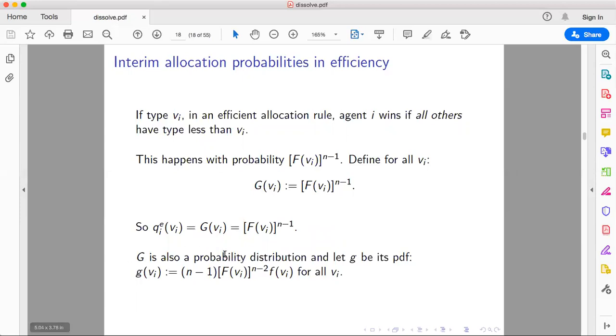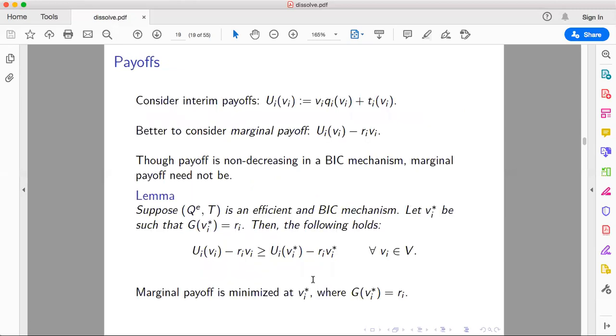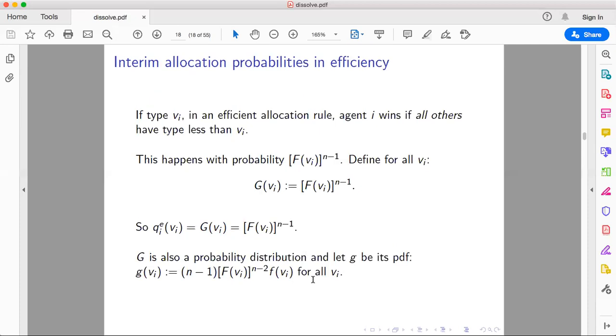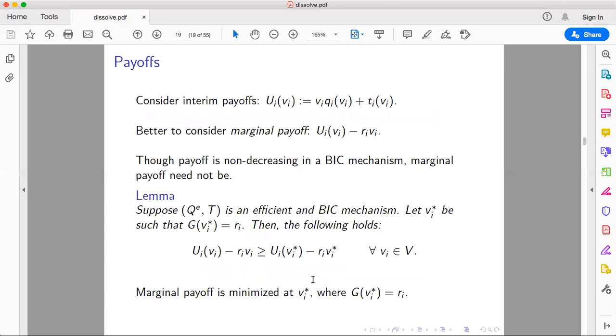And we observe that G itself is a probability distribution. It is the probability distribution of the max of n minus 1 independently drawn random variables. And so G is a probability distribution, and small g is its PDF. And we are going to use this repeatedly. This capital G and small g will appear in many of the formulas that we are going to derive.